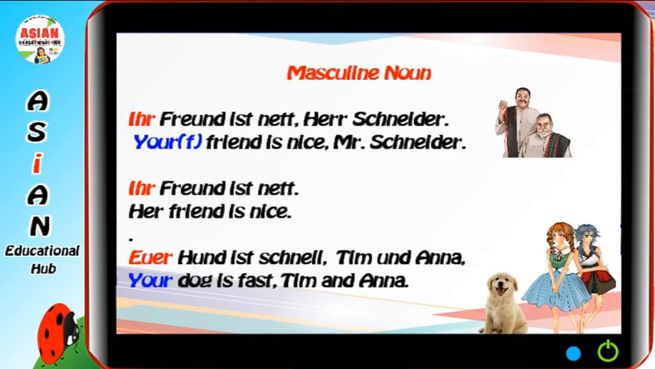Let us understand them again. Ihr Freund ist nett, Herr Schneider. Your friend is nice, Mr. Schneider. If we are talking to our elders, at that time in a formal way, we have to use Ihr Freund, your friend. Ihr Freund ist nett. Her friend is nice. And euer Hund ist schnell, Tim und Anna. Your dog is fast, Tim and Anna.